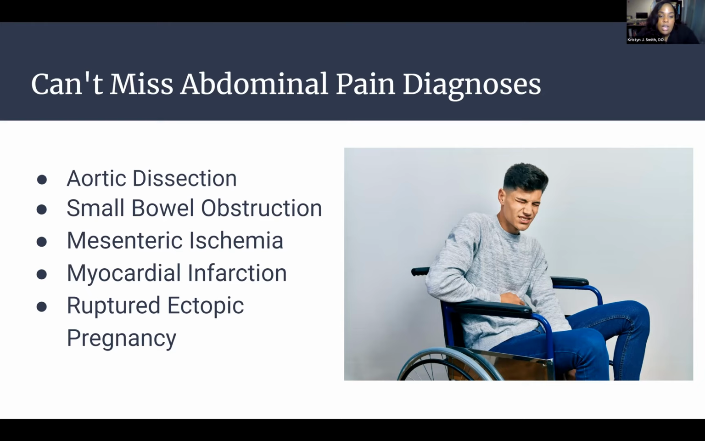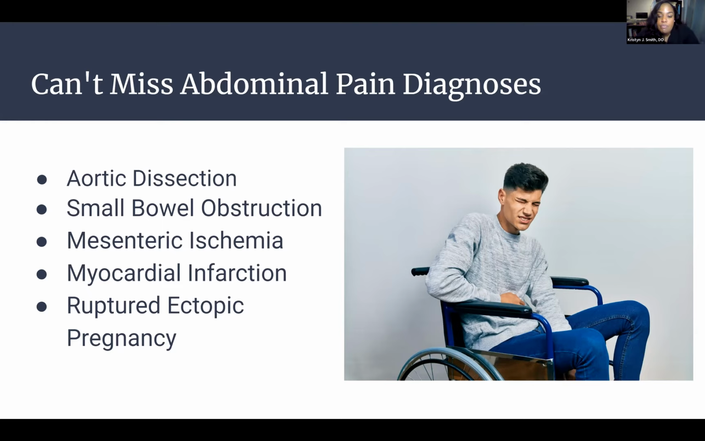narrowing down your differential and really assessing, is this patient coming in with abdominal pain having acute STEMI? So you want to make sure that you get that EKG right away and you don't wait for that. And then lastly, the last can't miss diagnosis is ruptured ectopic pregnancy.